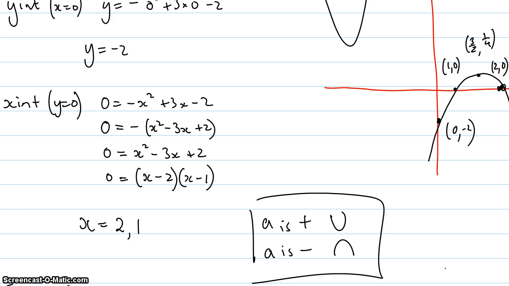Okay. That ends the series of sketching quadratic graphs using the intercept method. In the next couple of videos I'll have a look at sketching the quadratic graphs using the turning point method.